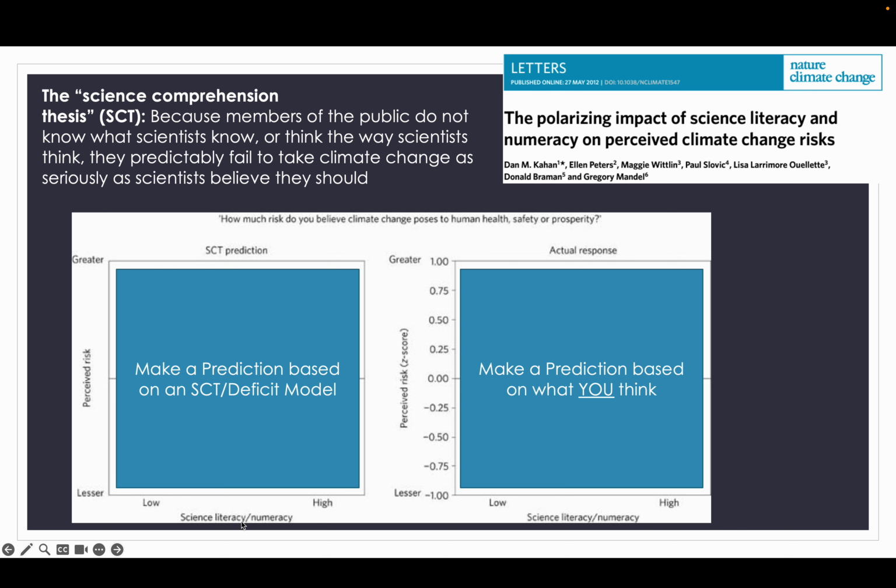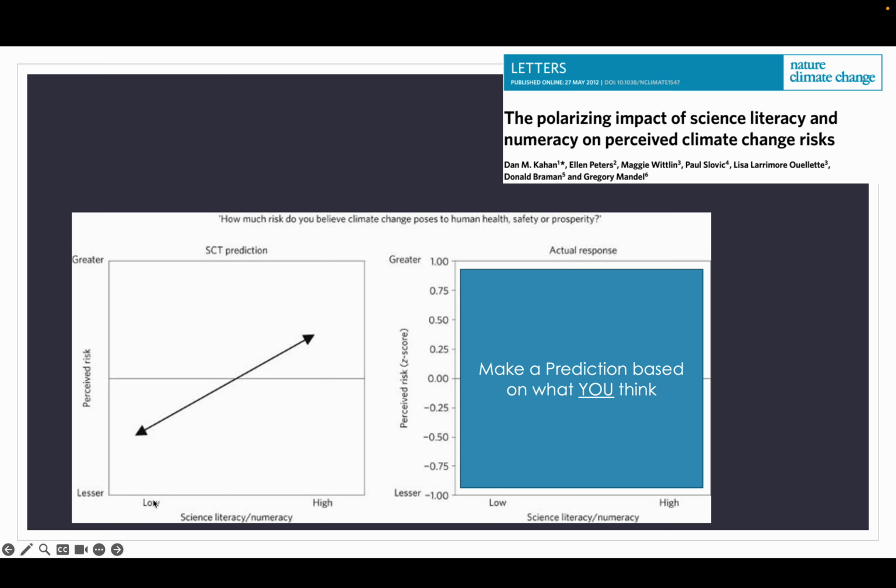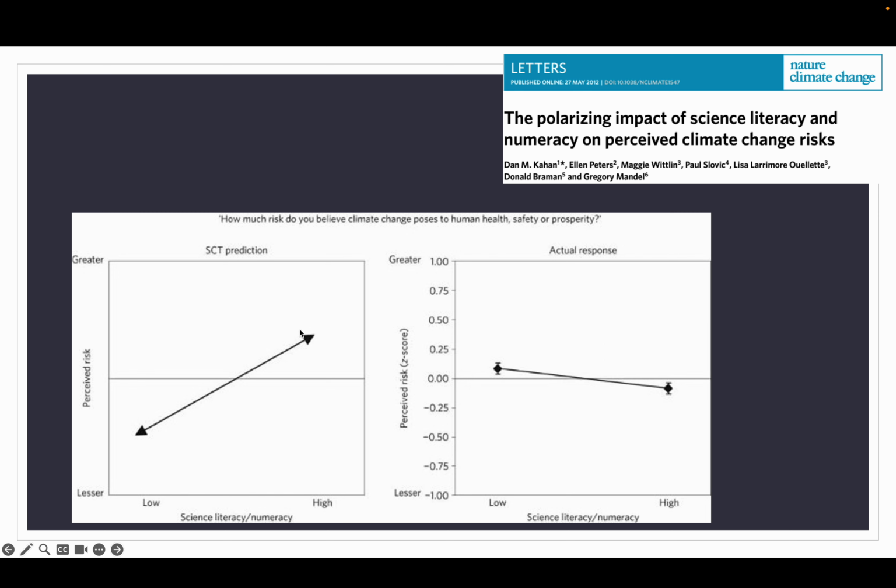So they looked at science literacy. This is another kind of smartness test, your numeracy, your science literacy. And they predicted that if you have low science literacy, then you're going to accept climate change less, and if you have high science literacy, you'll accept climate change more. And what they actually found is this.